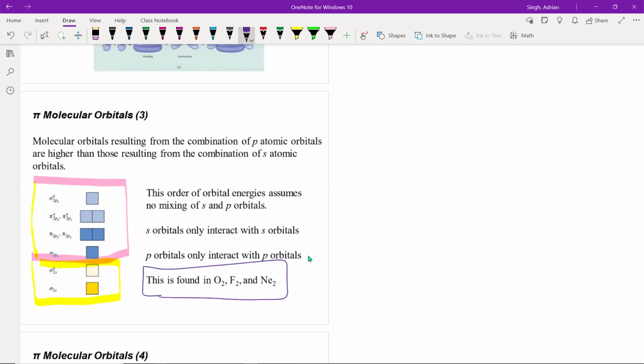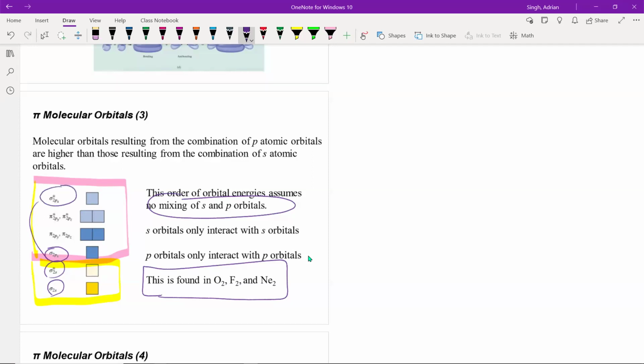So there's no mixing here of the S and P orbitals. And as a result, the order of energies here is going to be as follows. We have our sigma 2s followed by the sigma star 2s. We have our sigma 2px, so this is going to be the electron density along the internuclear axis. And then the sigma star 2px is going to be way up at the top.